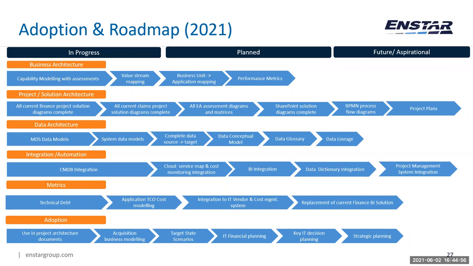For integration automation, as I mentioned, we want to integrate our cloud service information, get the service map and cost monitoring information into there as well, and provide any outputs into Power BI, as we use it as our reporting tool, so they could be shown in multiple ways to different audiences. And for metrics, we wanted to bring in more vendor information, more real-time information from the new vendor management system. This is with a view that we could potentially ultimately replace our current finance BI solution, again saving money and reducing complexity of these services.